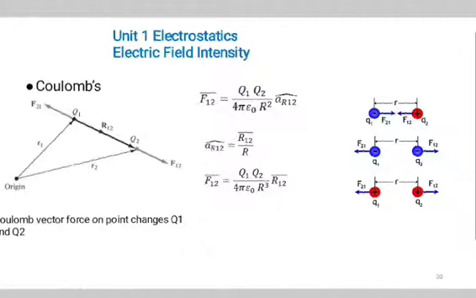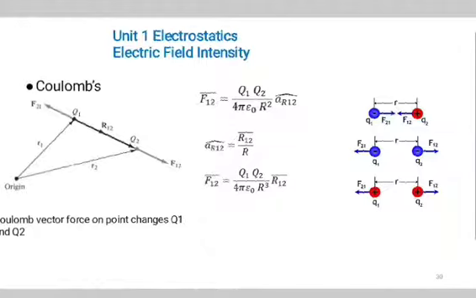This is Coulomb's law. In this diagram, two charges are there, Q1 and Q2. The Coulomb vector force on the point charges Q1 and Q2. So, the equation for the force is given. Here we can write force is directly proportional to Q1, Q2 and inversely proportional to R square. What is R? R is the distance between the two charges.